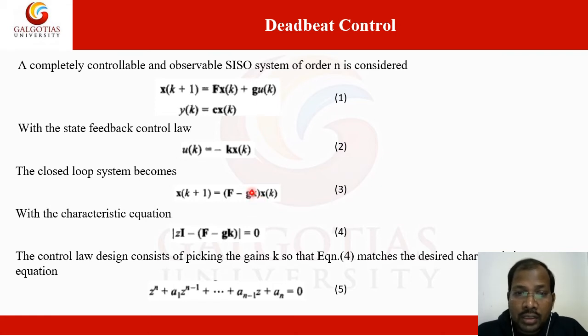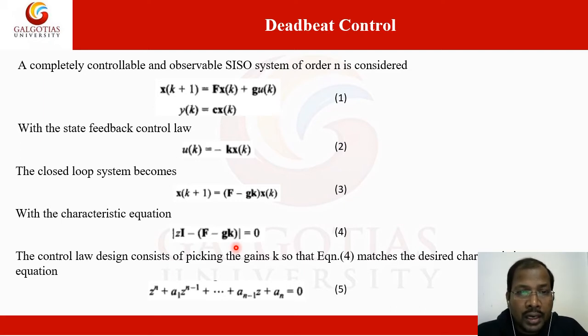The dynamics, or stability, meaning the eigenvalues or pole locations of this resultant equation, can be found using the characteristic equation: the determinant of zI - (F - GK) equated to 0. You can find the poles, the roots of this equation. If the roots lie within the unit circle, then we can say the system is stable. Using these rules and the desired characteristic equation, you can find the K value if it is unknown. Generally K is unknown, so we have to design it, and we choose the desired characteristic equation.